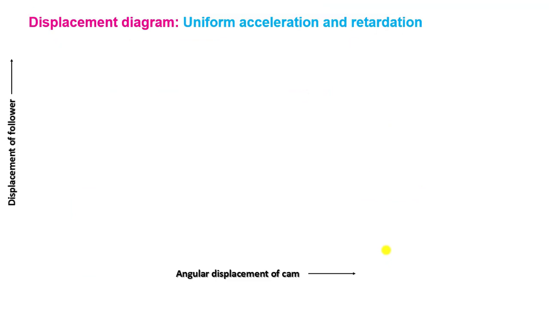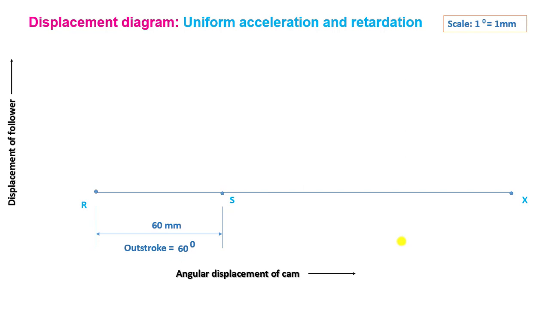Displacement diagram for uniform acceleration and retardation motion. Draw a horizontal line Rx equal to 360 degree to some suitable scale that represents the one complete rotation of cam. On this line, mark Rs equal to 60 mm to represent outstroke of the follower equals to 60 degree. St is equal to 30 mm to represent dwell period equals to 30 degree.